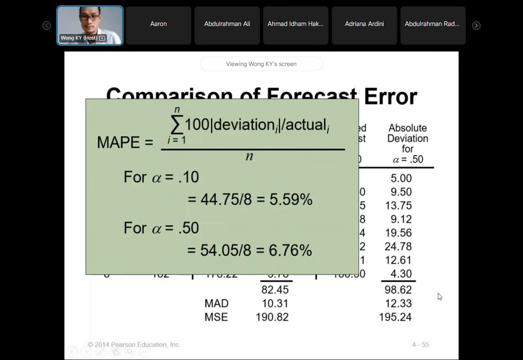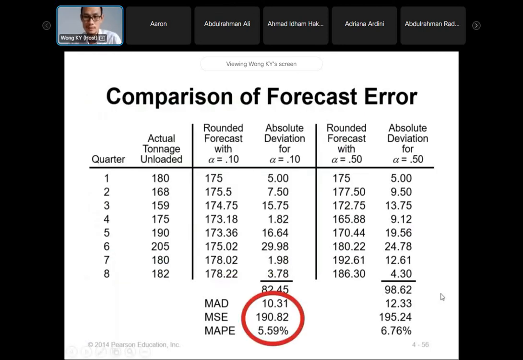So that's it. This is the comparison between two different alpha using MAD, MSE, and MAPE. That's what I already said. Sometimes you can also use it to compare different forecasting techniques. For example, one we use naive approach. Next one we use moving average. Next one we use weighted moving average. Then exponential smoothing. We can compare all these four methods and see which one is more accurate by calculating the MAD, MSE, and MAPE.